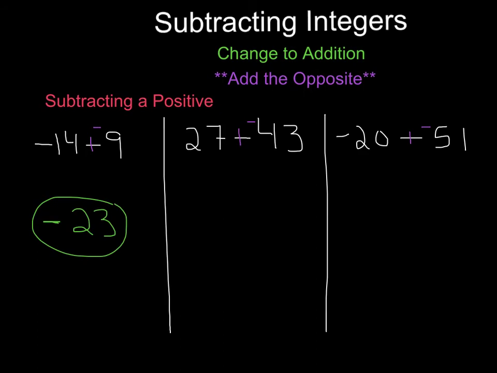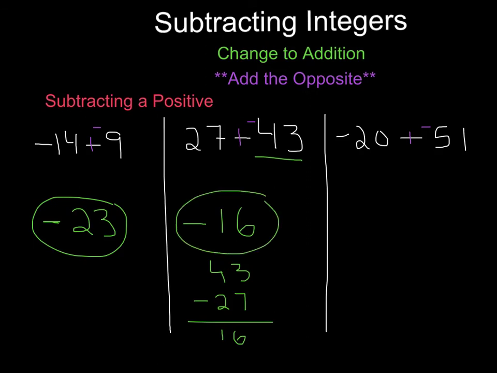Okay, the middle one, now that it's been changed, we have different signs. We have a positive 27 and a negative 43, so we have to do tug of war. Which one's bigger? 43 is bigger, and it's negative, so my final answer is negative. And now we have to subtract. So this time we're going to do 43 minus 27. What is the difference between 43 and 27? It is 16, which means our final answer is negative 16.